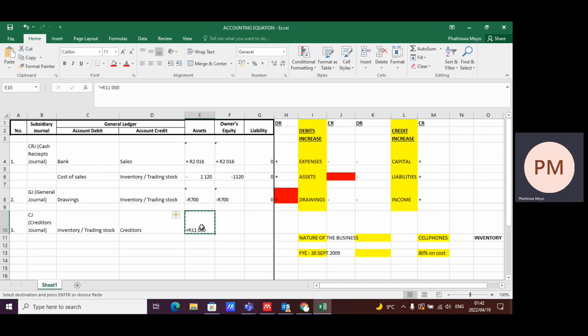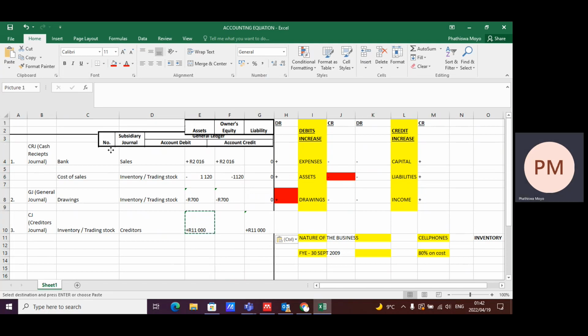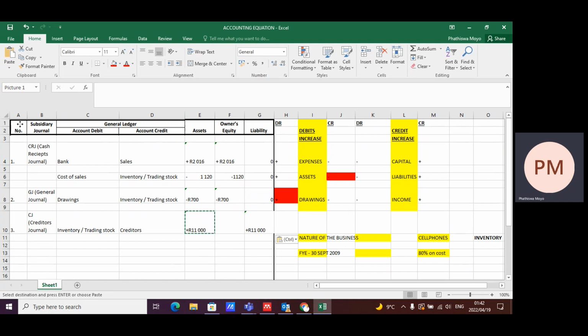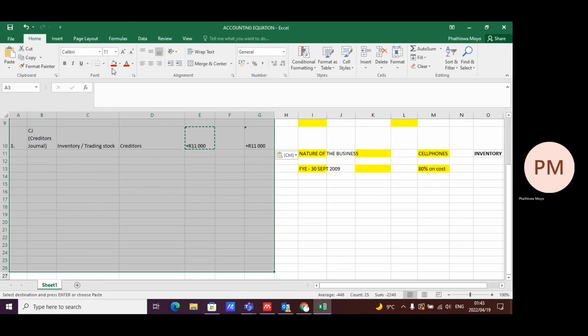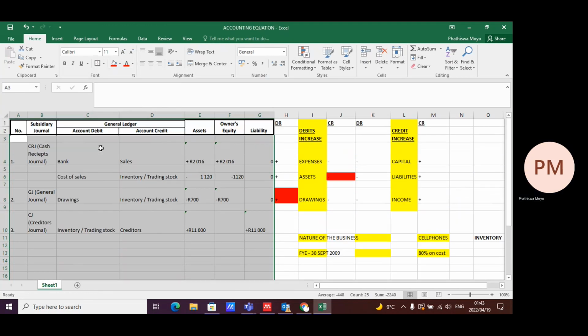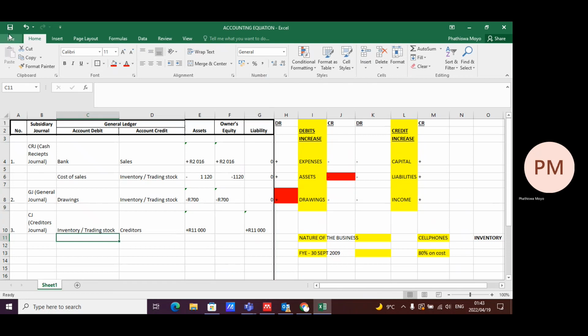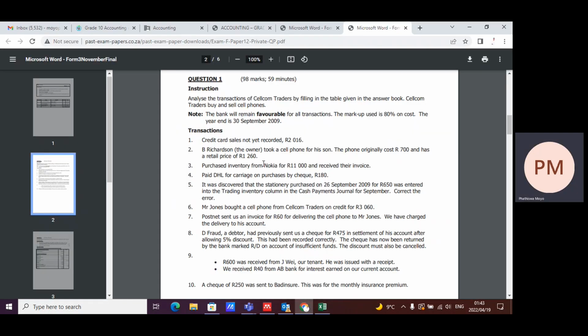And we have a liability now. Liabilities increase on the credit side, they decrease on the debit side. Now I think, what am I doing? I think this is starting to make sense. Okay, so there's nothing more we can do here.